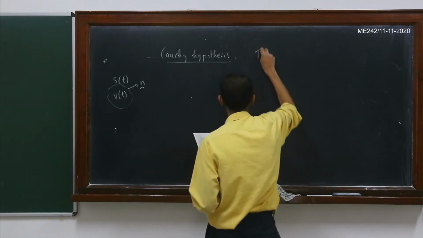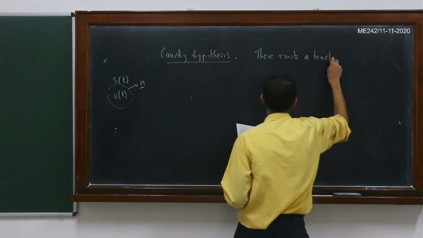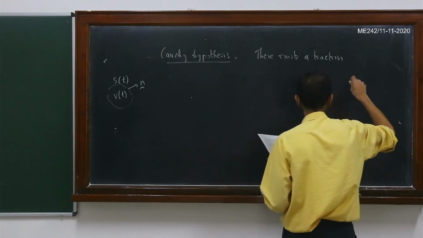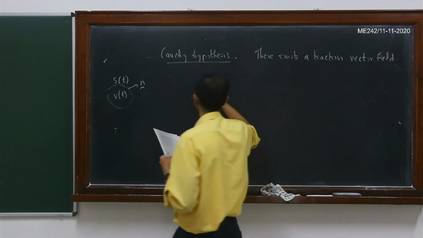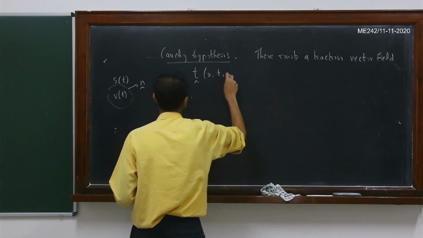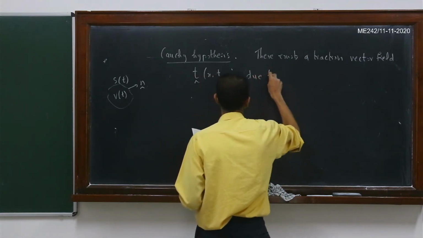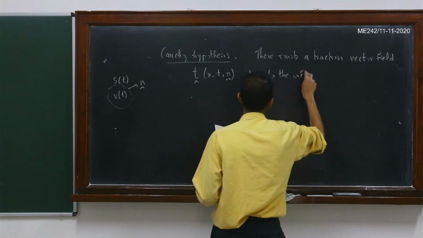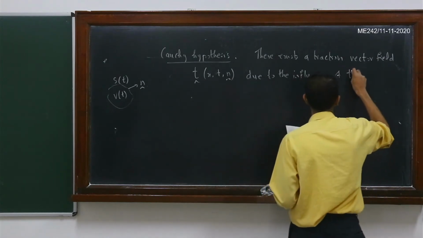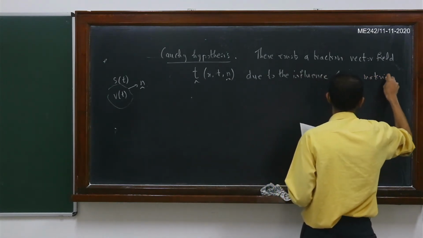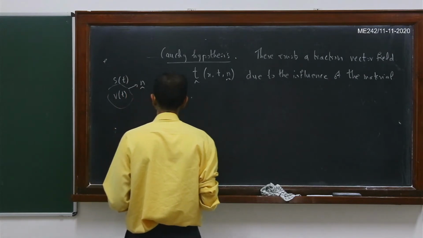So there exists a traction vector field T of x, t, n due to the influence of material outside the material volume.